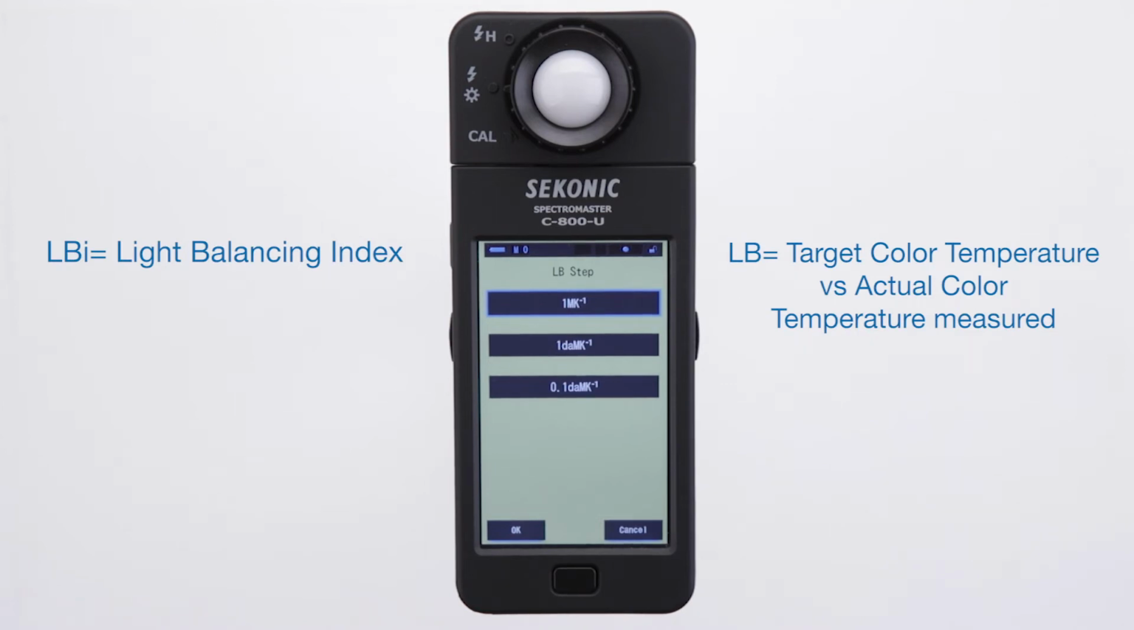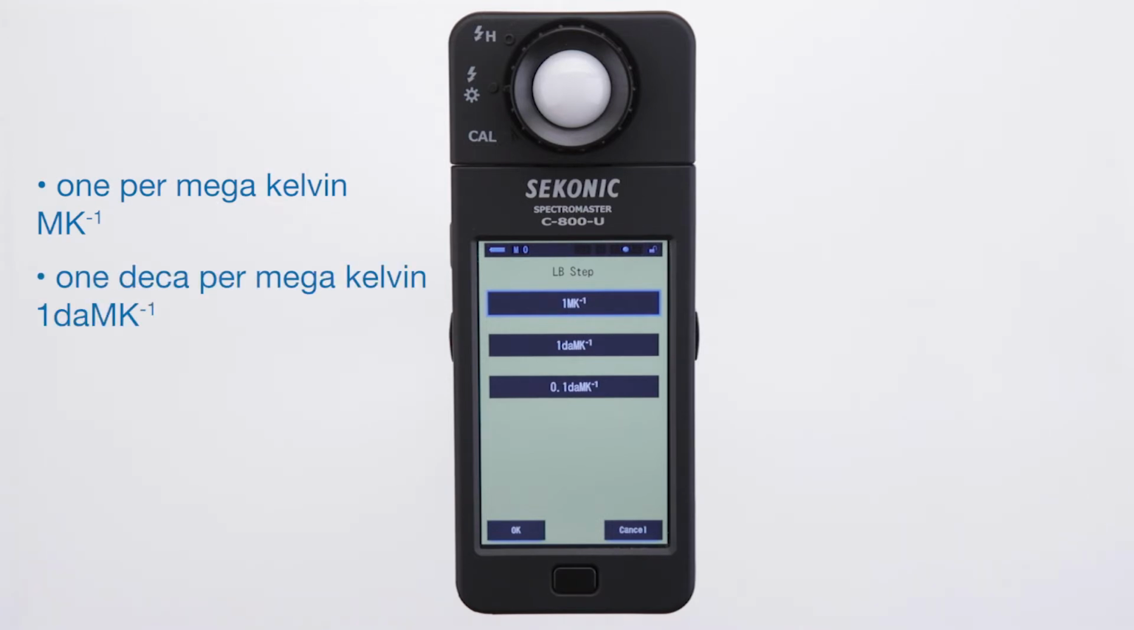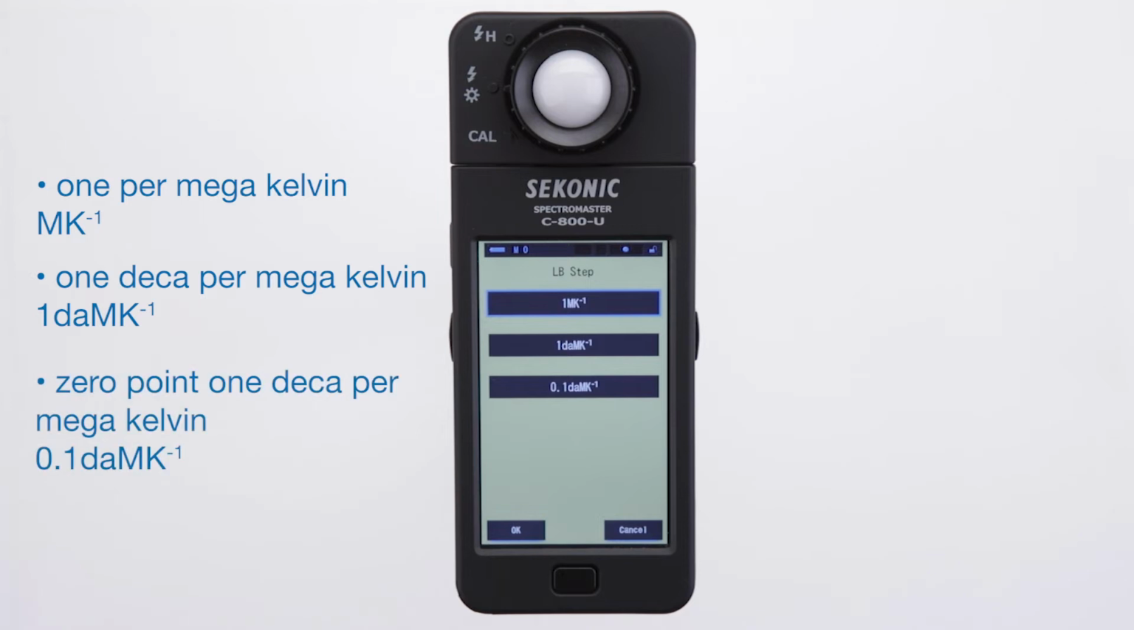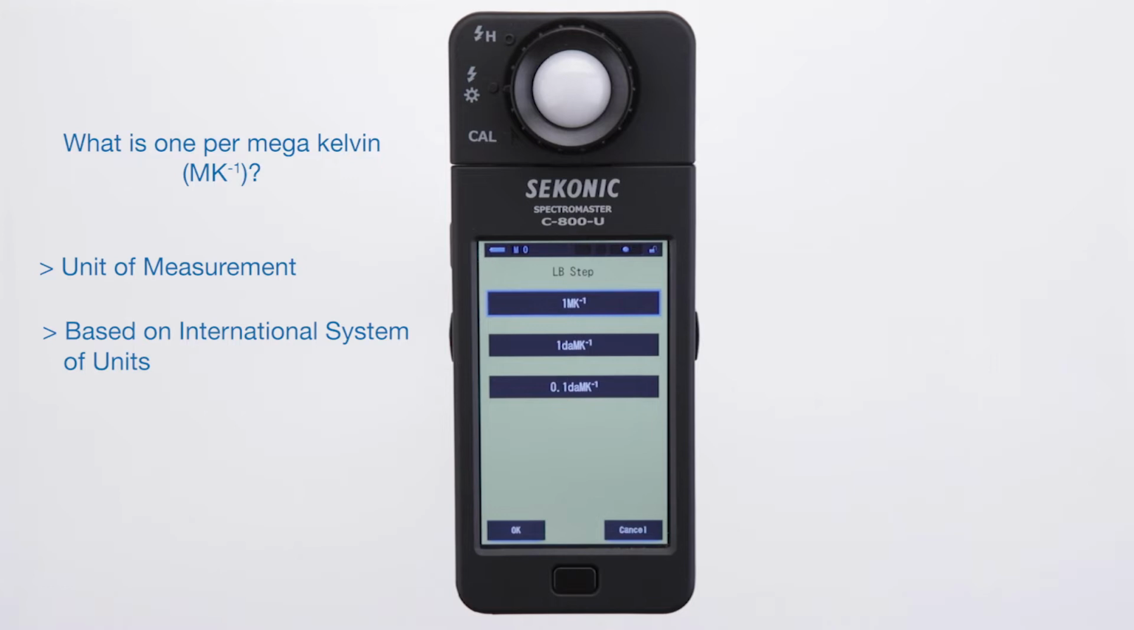LBI is the correction value between the target color temperature and the actual measured color temperature, expressed in one of 3 ways: 1 per megakelvin, 1 deca per megakelvin, 0.1 deca per megakelvin. So what is 1 mega per Kelvin? This is the unit of measurement based on the International System of Units and is equivalent to the traditional unit of mired.